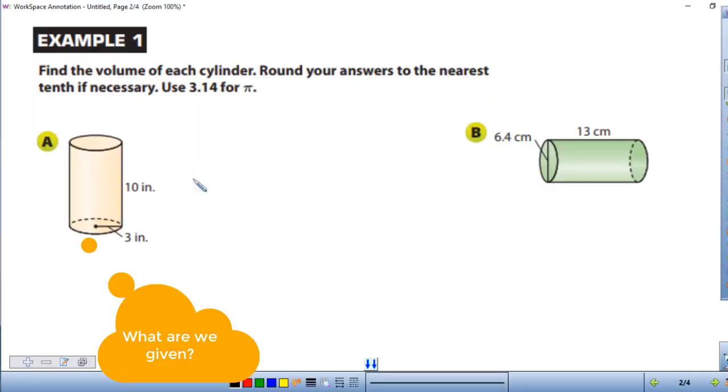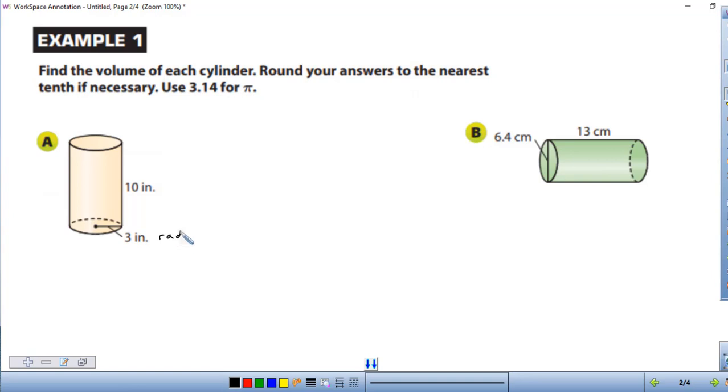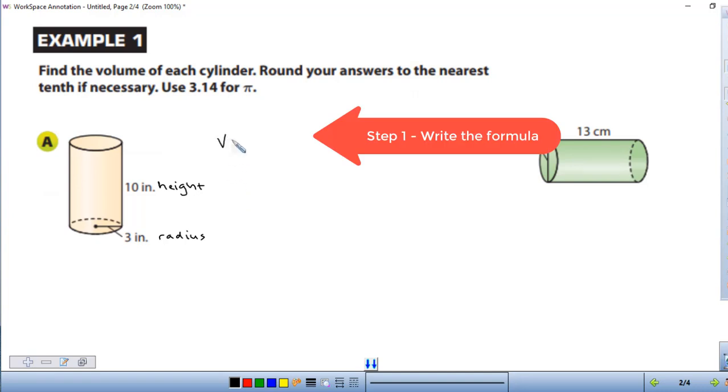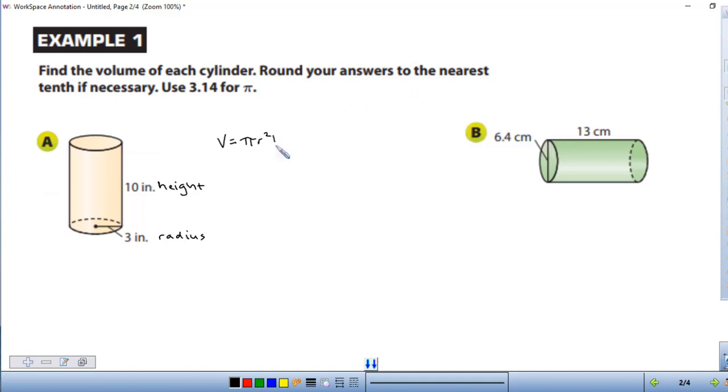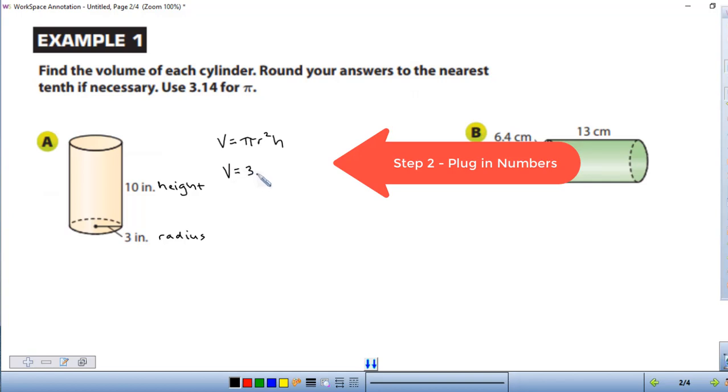So here we are looking at the first problem of example 1, and the first thing we need to do is identify what have we actually been given. You'll notice that we see 3 inches is the radius because that's halfway across the circle, and then 10 inches is the height. The height is always going to be the distance between the top and the bottom of the cylinder. The first thing we need to do is write the formula, and the formula is always the same for a cylinder. It's always pi r squared times height.